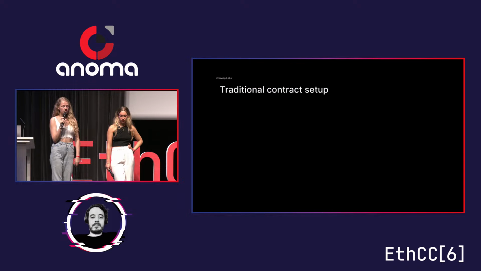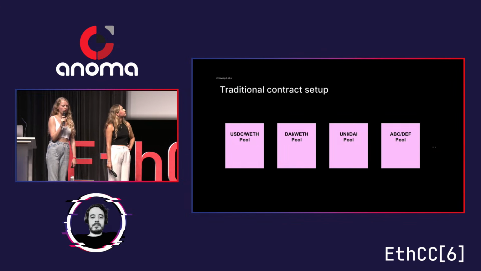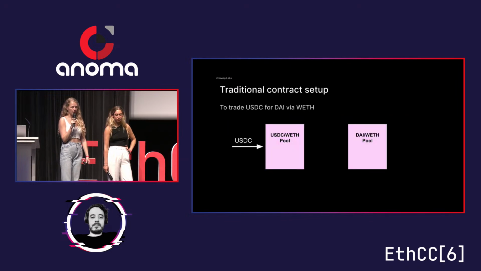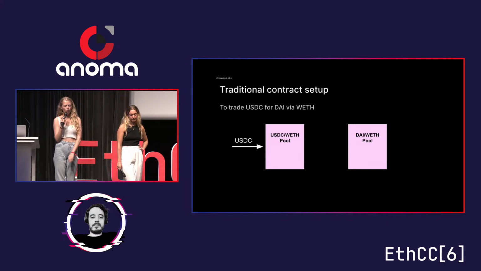So in a traditional DEX setup, you have one pool for each token pair. So if you want to trade USDC for WETH, that's one pool. If you want to trade Uni for DAI, that's a different pool. And those are different smart contracts. And that means, let's say you want to trade USDC for DAI, but the best possible price you can get at this moment, you need to trade via WETH. And that happens in the background in one transaction.